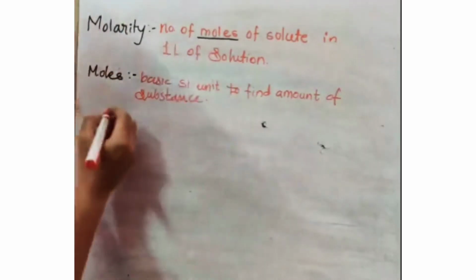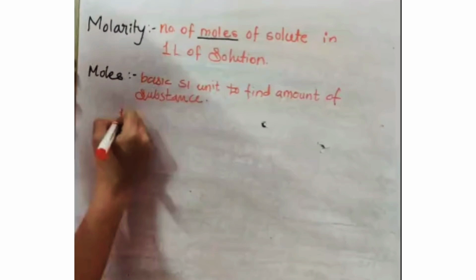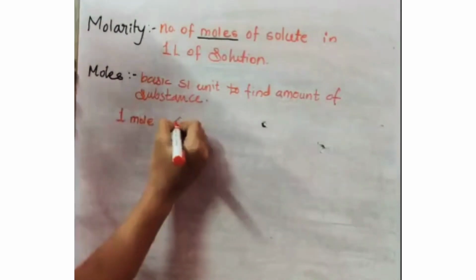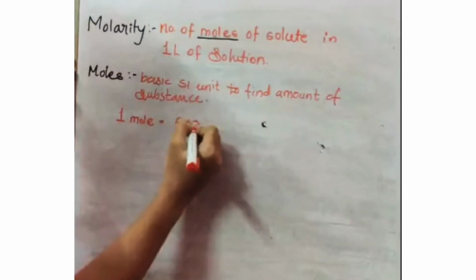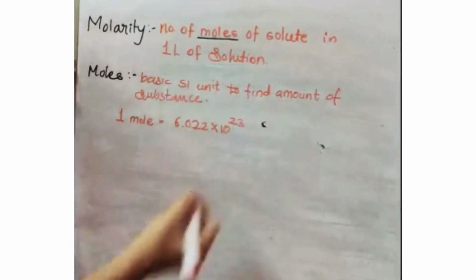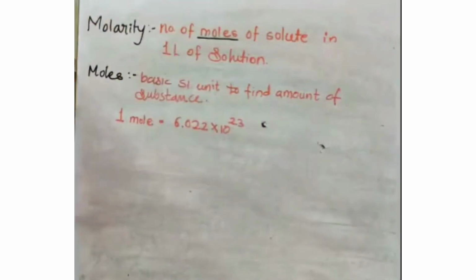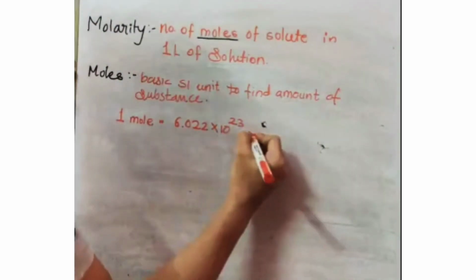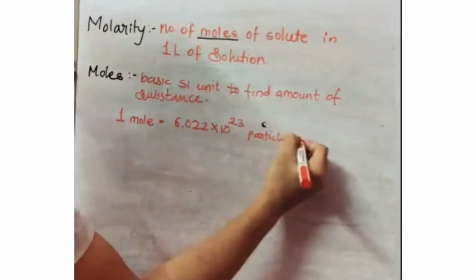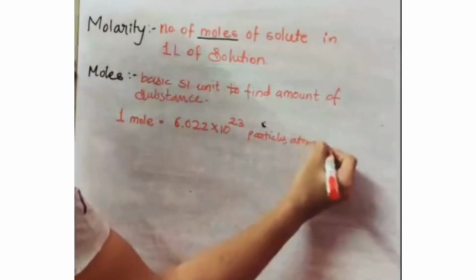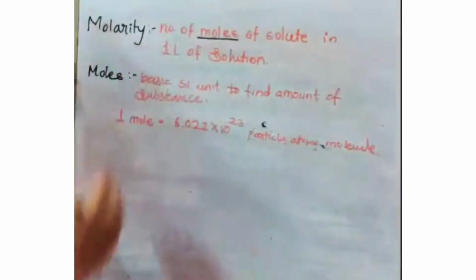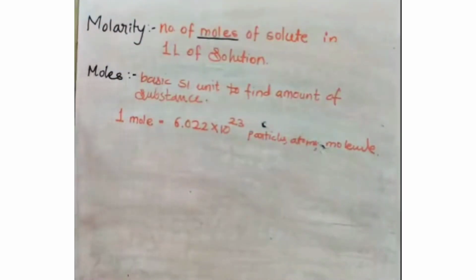So what is a mole? It is nothing but a quantity. So if I say 1 mole, the value of 1 mole is nothing but 6.022 into 10 to the power 23. This 6.022 into 10 to the power 23 can be any particles. It can be particles, it can be atoms, or it can be molecules. So understand, 1 mole is nothing but 6.022 into 10 raised to 23.